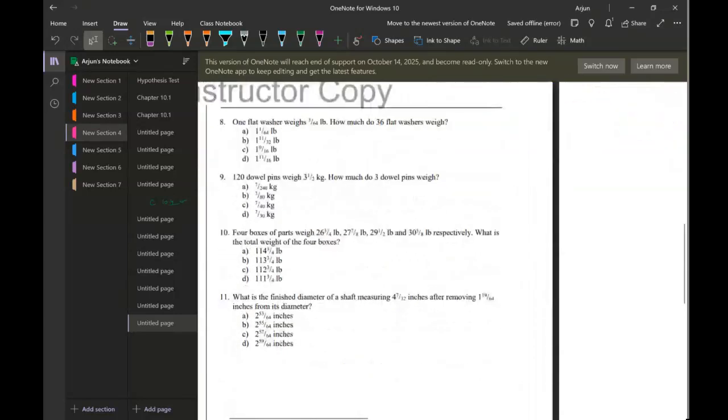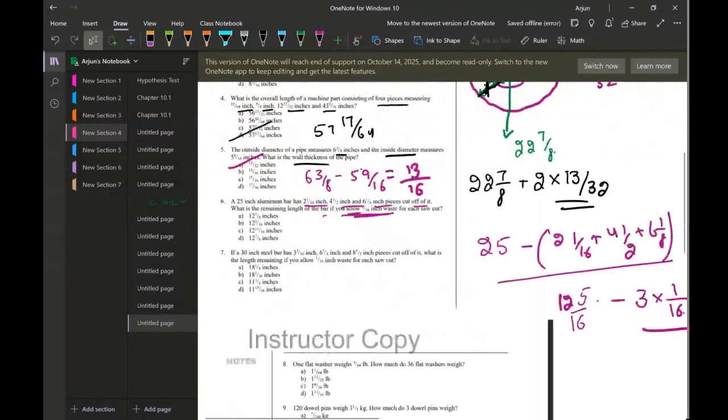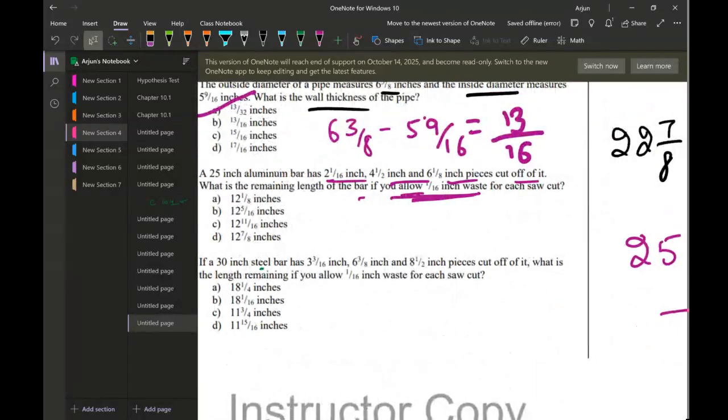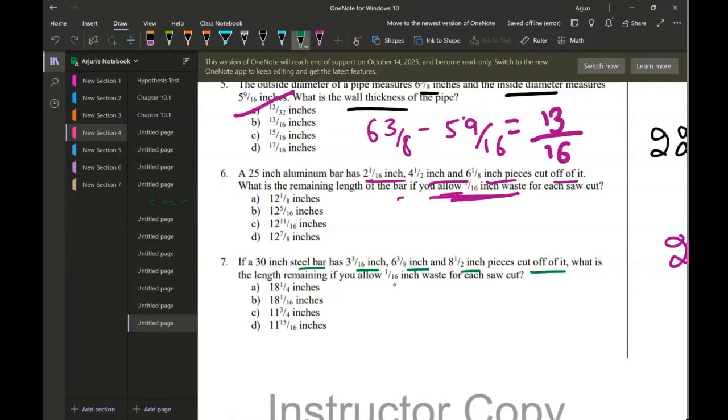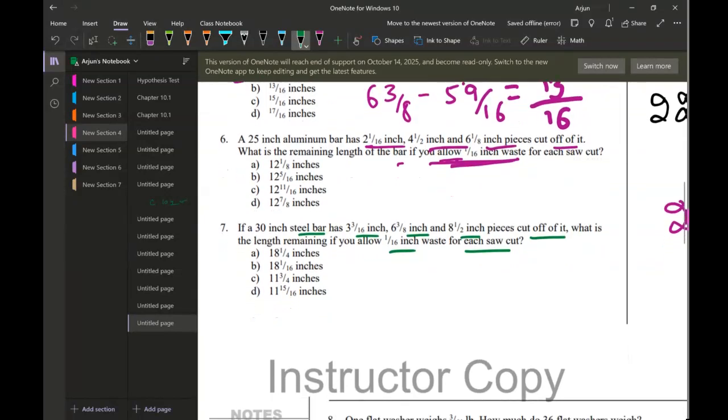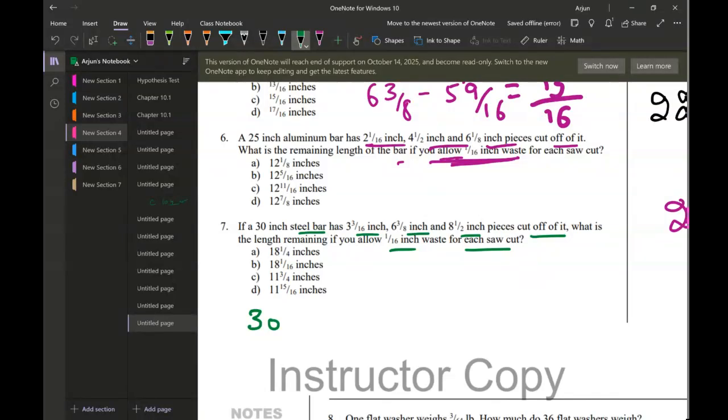Now let's look into the next question. So the next question is this one: a 30-inch bar has this inch and this inch and this inch pieces cut from it. What is the length of the remaining if you allow 1/16 of waste from each cut? Again, this will be 30 minus, what you're going to do is first add these three and add this much waste 3 times. Literally the same question as the previous one.